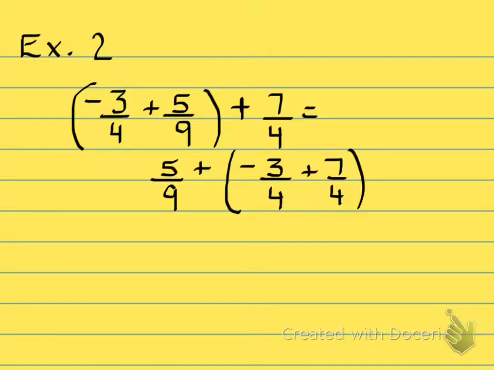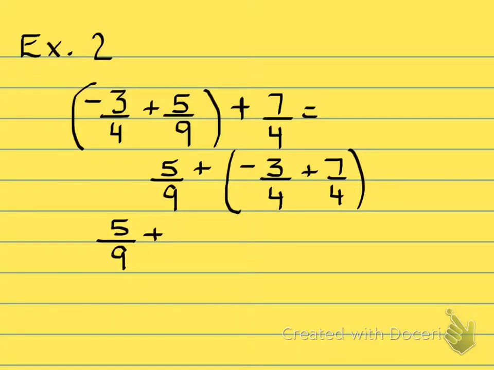So as you can see, we went ahead and flip-flopped the order. We basically flipped 5/9 and -3/4, and then we regrouped. And the reason we did that is so that -3/4 and 7/4 could be combined before we had to find a common denominator. So let's go ahead and do that now. You can see we'll leave 5/9 alone, so 5/9 will be right over here. And then we're going to have our plus sign because that was part of the problem.